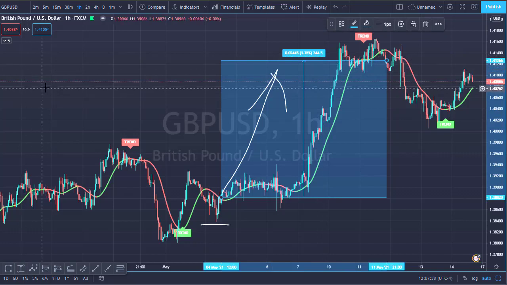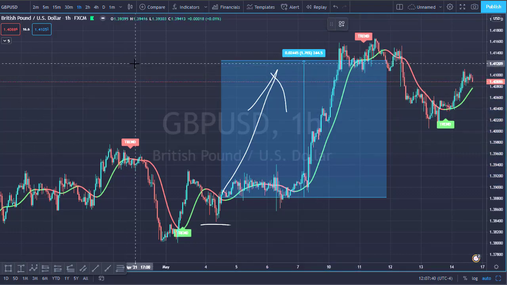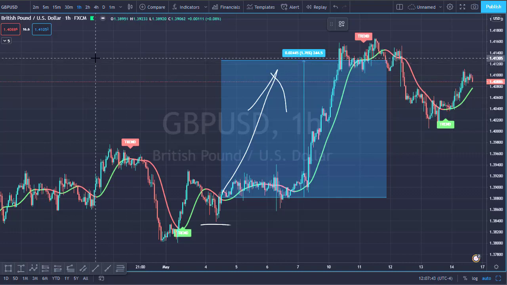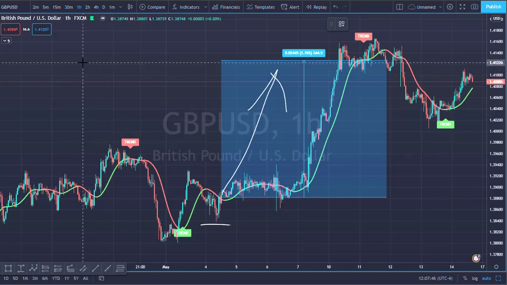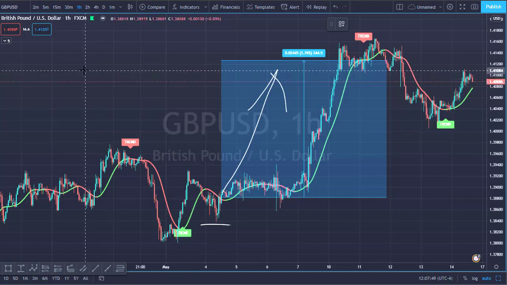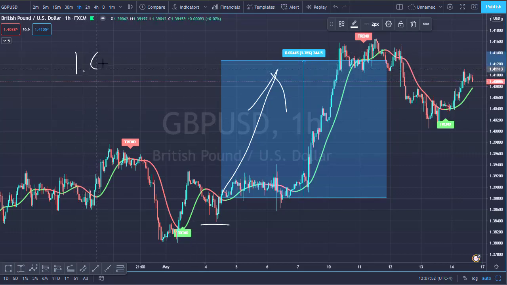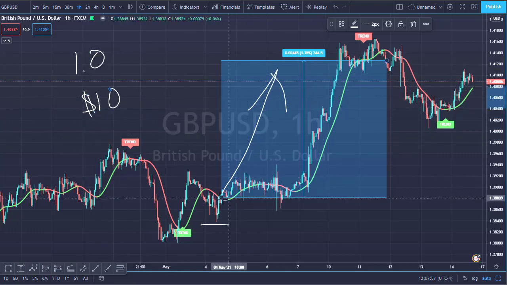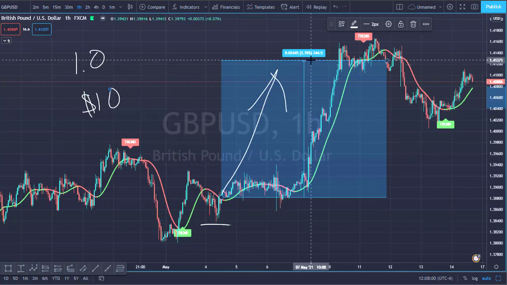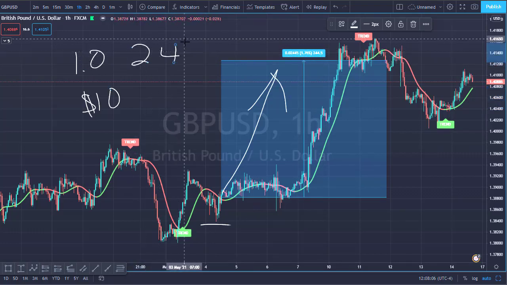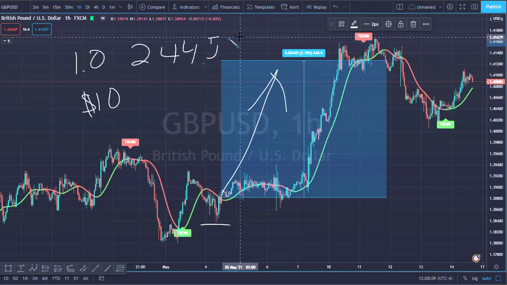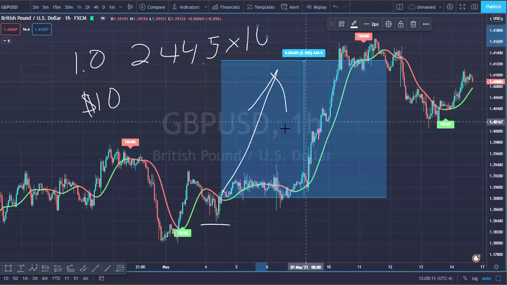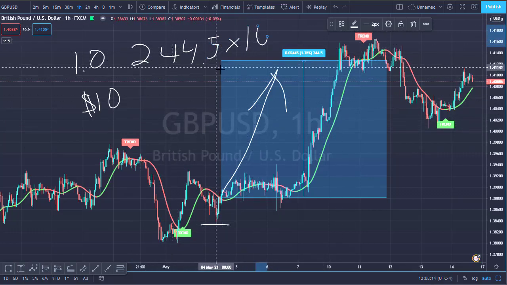Now, if you don't know what a pip is, that's totally fine. Pips basically means you can make it $1 a pip, 10 cents a pip, $1,000 a pip, depending on your account size. So let's say for the sake of this that you're doing 1.0 lot, which means $10 a pip, okay? $10 a pip right here from this call to right here would have been $2,445, right? Because it's 244.5 times 10, right? So that would have been $2,445.